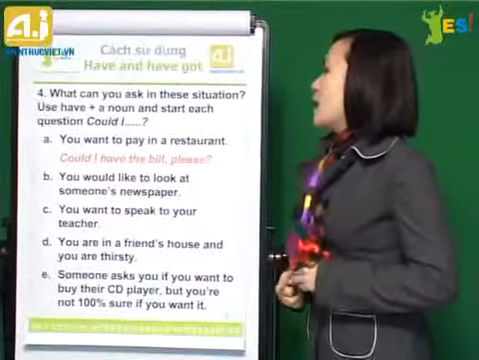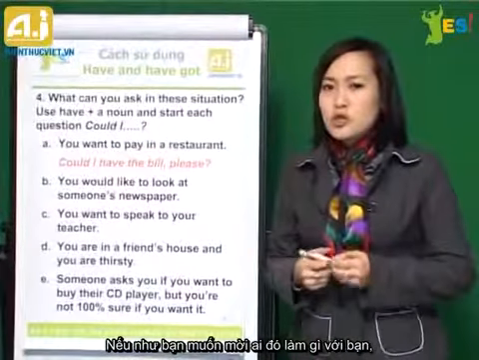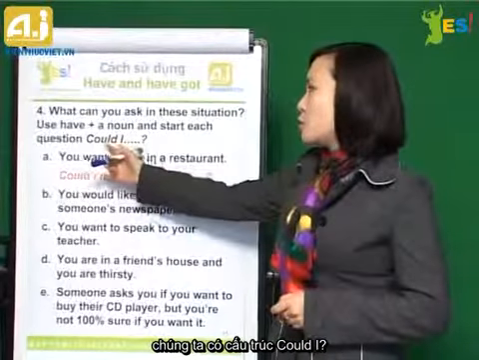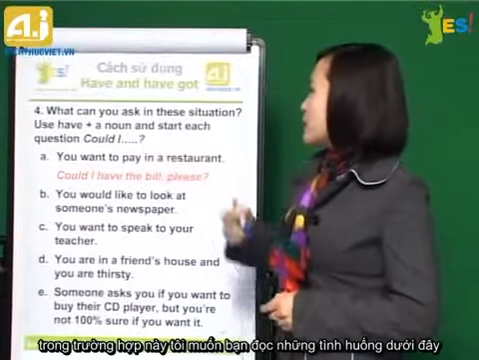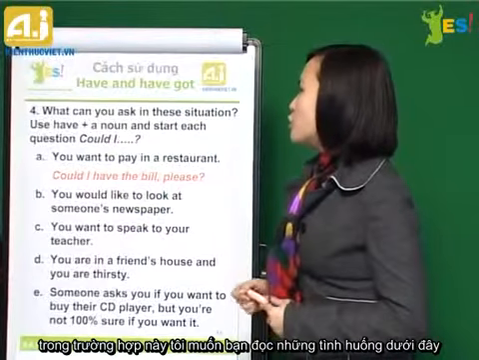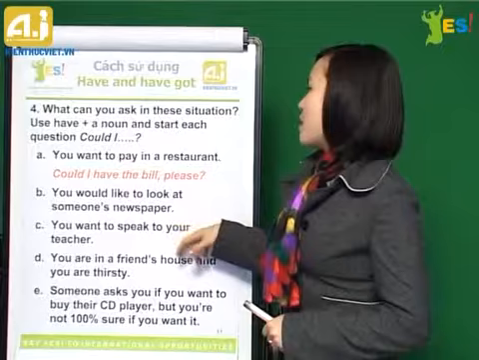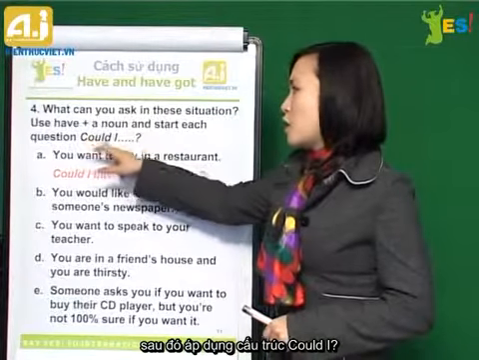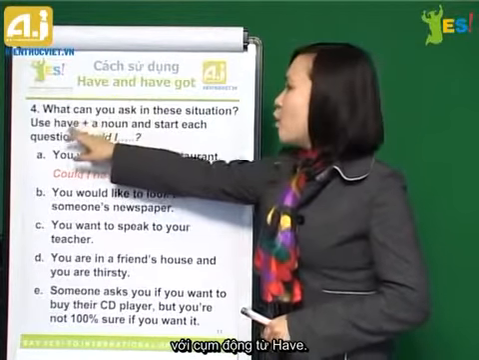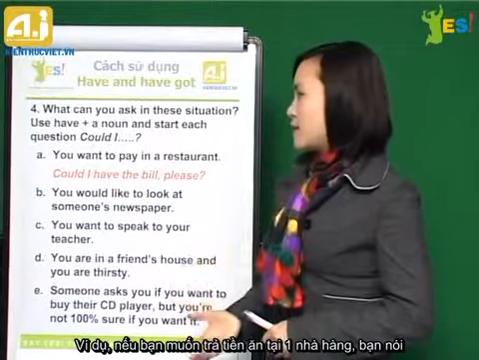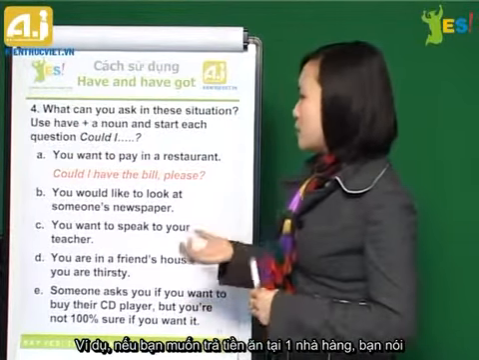Okay, if you want to ask someone to do something for you, you will have the structure, "Could I?" So in this case, I want you to read these situations, then you will have to use the structure "Could I", with the verb have and a noun to rephrase the sentence as a request.